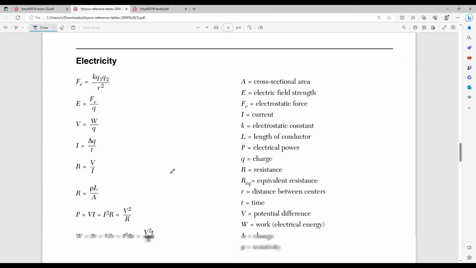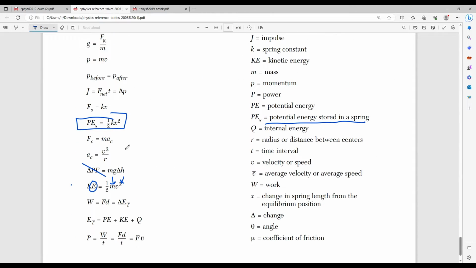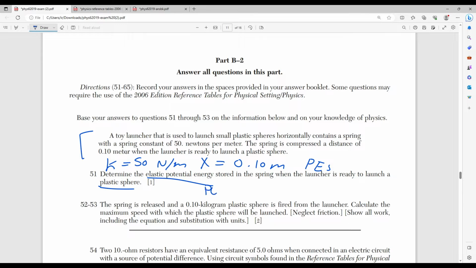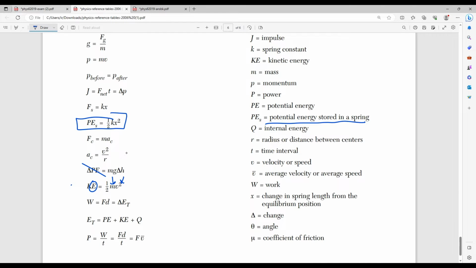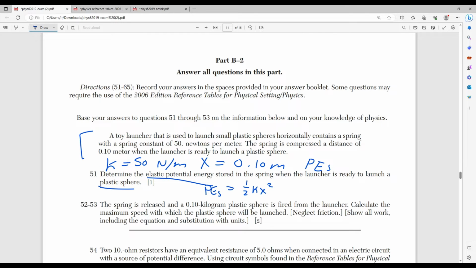So if you scroll down to mechanics, we're going to get potential energy is equal to 1/2 kx squared, right? So PEs, or the potential energy of a spring, is equal to 1/2 kx squared. So right here we have our k, we have our x. Now an important thing about this problem is it says determine, and whenever it says determine, you don't need to show work. You do not need to show work. So all you can do is just plug this into your calculator. You don't need to write anything down.